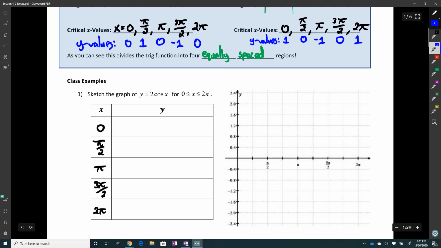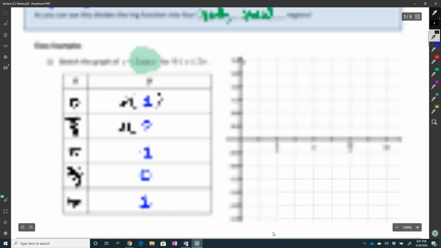The y values are 1, 0, -1, 0, 1. But notice that that was just for cosine. Now in my graph, it's 2 cosine x. And so there's going to be a 2 being multiplied to the whole thing.